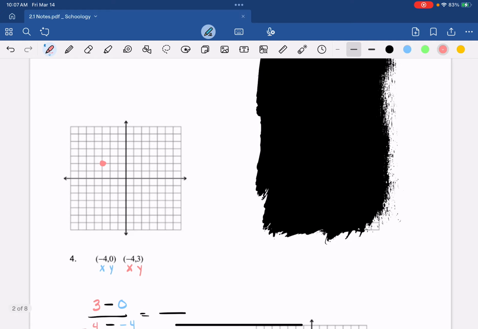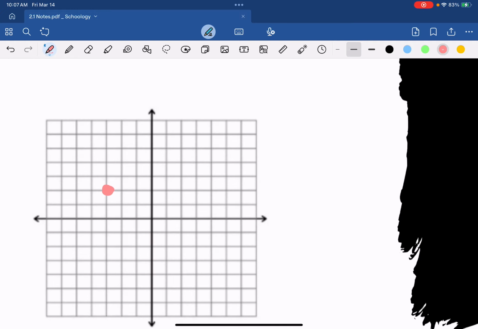Okay, I would use my slope to go down to the next point. So my slope is 3/4. In other words, rise over run. So here's my slope, rise over run. I start at the point that I made and I rise +3: 1, 2, 3. Then I'm going to run 4 spots.